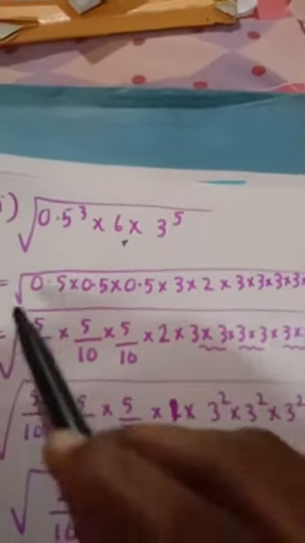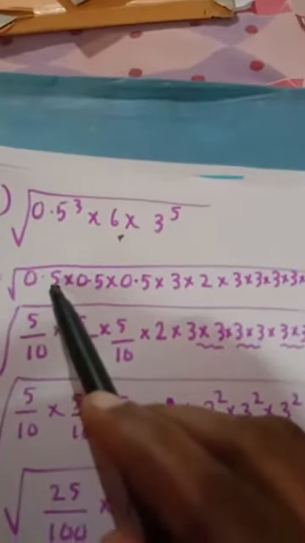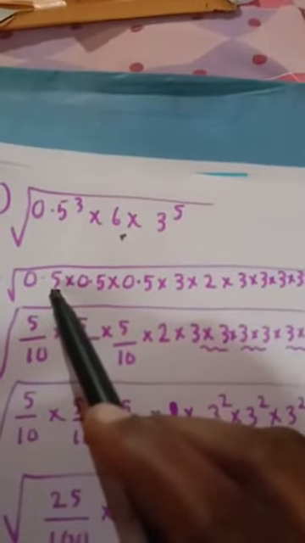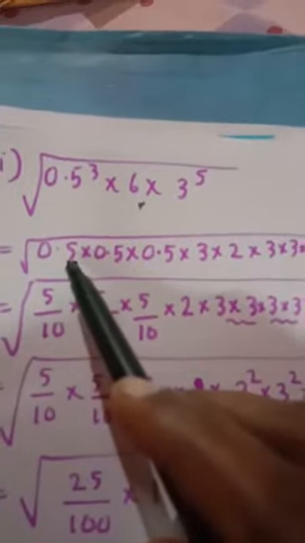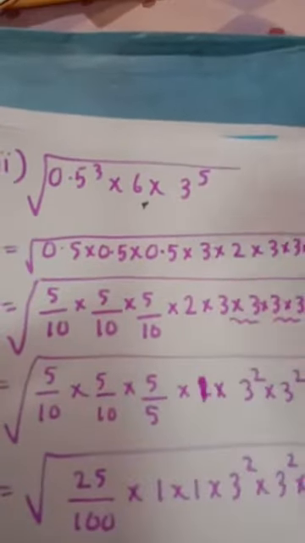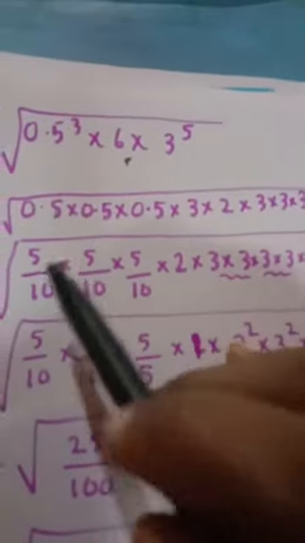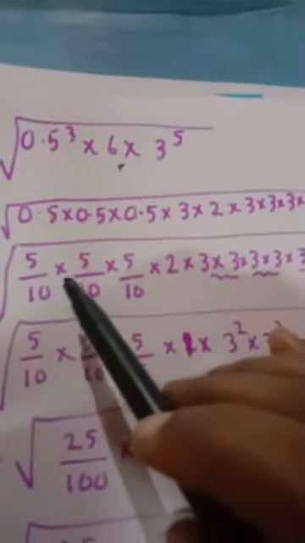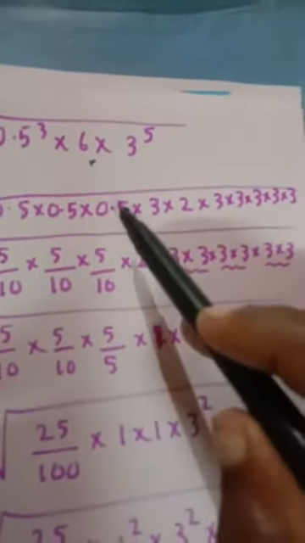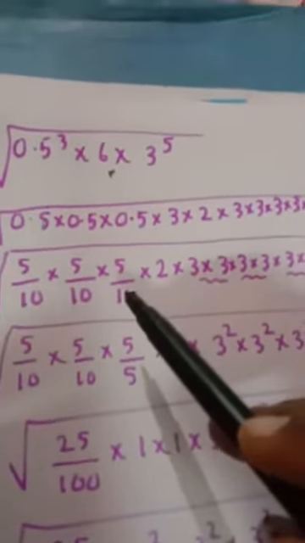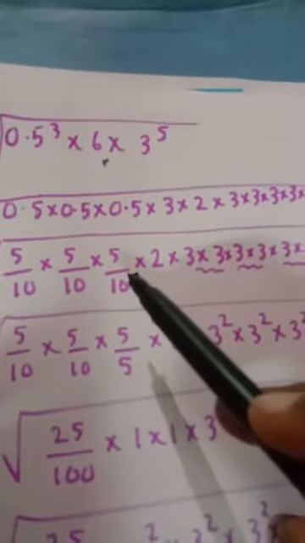Now, this 0.5 is a decimal number. We can make it into a fraction, that is 5 by 10. So it can be written as 5 by 10. And this 0.5 is 5 by 10, and this 0.5 is 5 by 10. 5 by 10 into 5 by 10 into 5 by 10, 3 times.